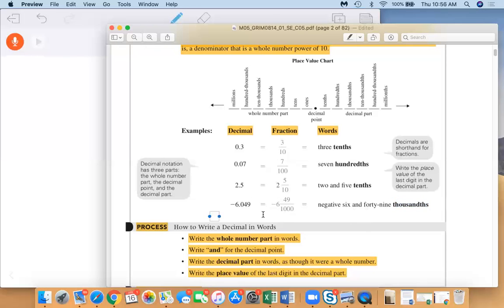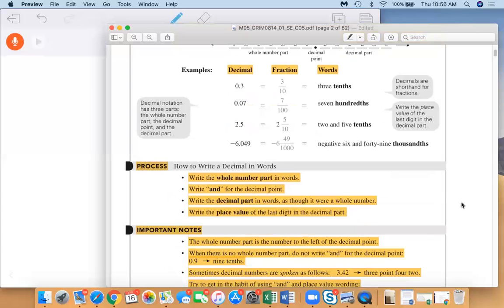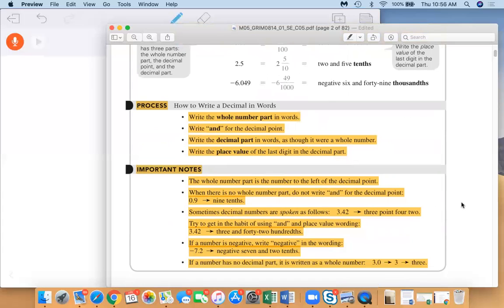So how to write the decimal in words. If you're given the decimal and you need to write it in words, you write the whole number part in words, write and for the decimal, and then write the decimal part in words as though it were a whole number, and write the place value of the last digit in the decimal part, which is what I was just telling you.